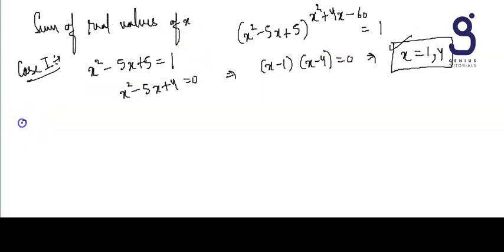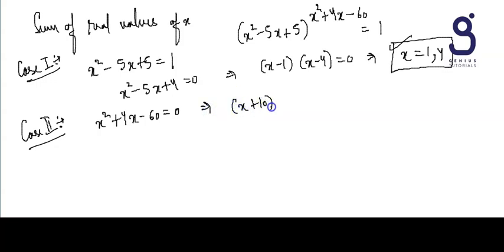Now let us move on to the second case. Case 2: the next possibility is when this power, that means x² + 4x − 60, is 0, because anything raised to the power 0 will be 1 only. Factorizing this, you will get (x + 10)(x − 6) = 0. So this will give you the value of x as −10 and 6.